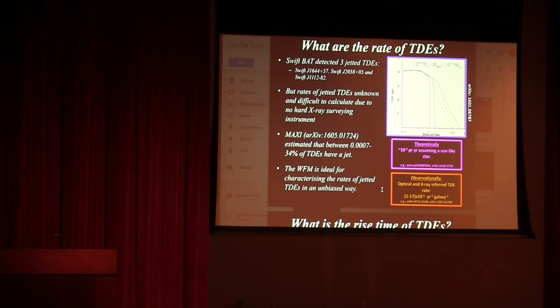If you go to the next slide, I tried to give the context of this. Why do we want to consider the rates of TDs? It's really important to understand how rare these events are, because this has important consequences for our observational searches and also for our theoretical understanding of how these events are produced. Theoretically, for a black hole mass of around 10 to the 7, we expect maybe one tidal disruption event per 10,000 galaxies.